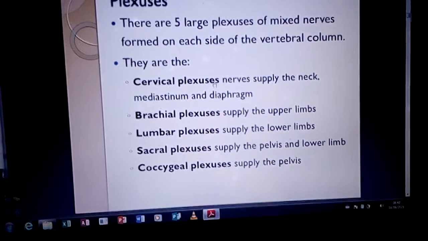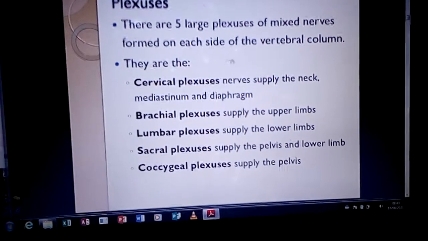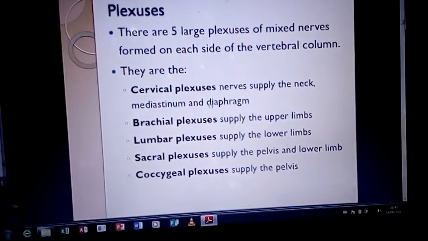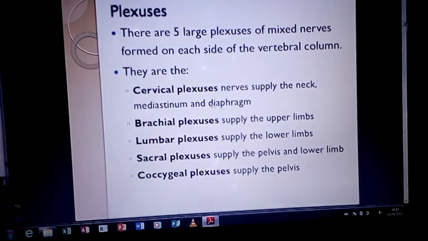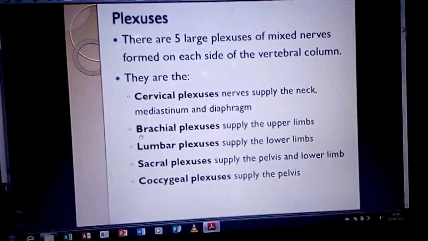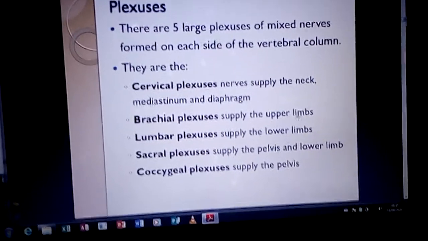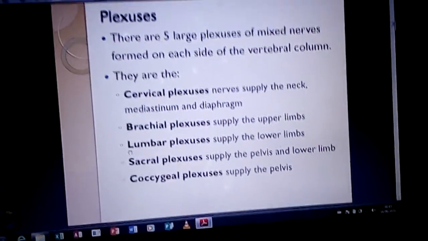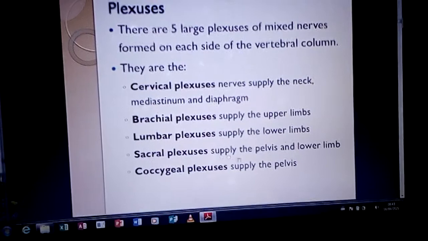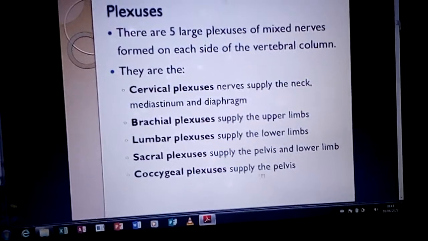So I've got a cervical plexus, which supplies the neck and the diaphragm. This is where the phrenic nerve, which innervates the diaphragm, originates. Then we've got the brachial plexus, which we're going to deal with today, which supplies the upper limbs. Then the lumbar plexus, which supplies the lower limb. Then the sacral, which supplies the lower limb and the pelvic muscles. The last one is the coccygeal plexus, which supplies the pelvic.